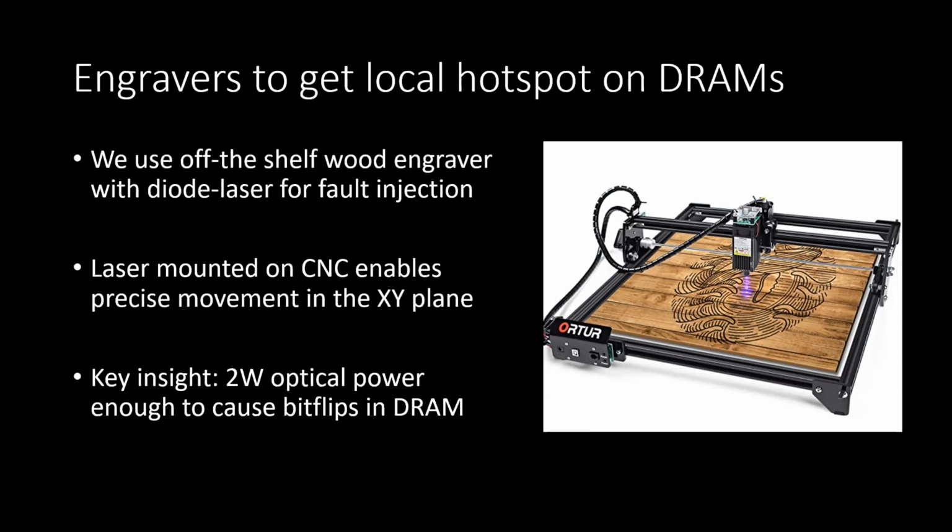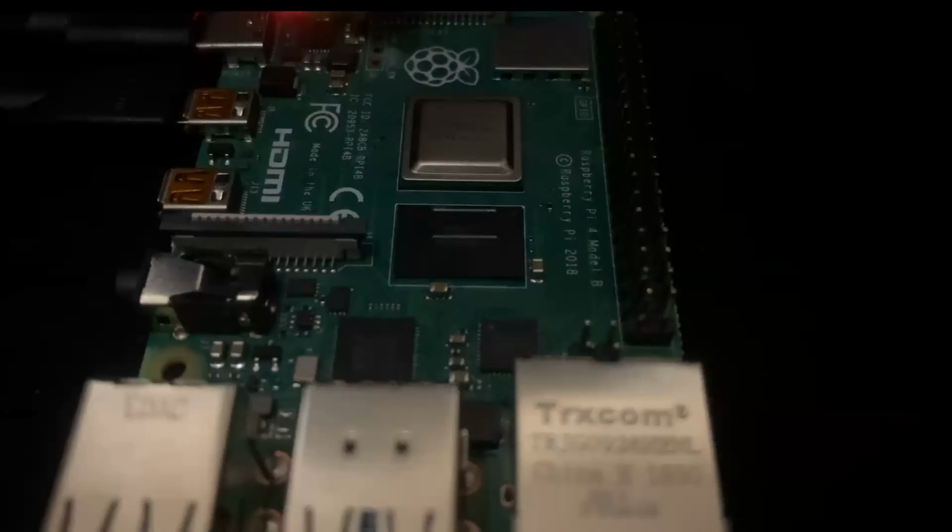And when we started this project, we did not know what type of laser one should use. We did a lot of research on what type of wavelengths work, what type of power work. But it's one thing to go with the theory, and the other thing is with practice. It's kind of different. So the key insight is you can use these diode lasers. Even the 2-watt optical power is good enough to cause bit flips in DRAM. If you want to learn more, of course, ask more questions or reach out to me about how we selected the laser and so on, right?